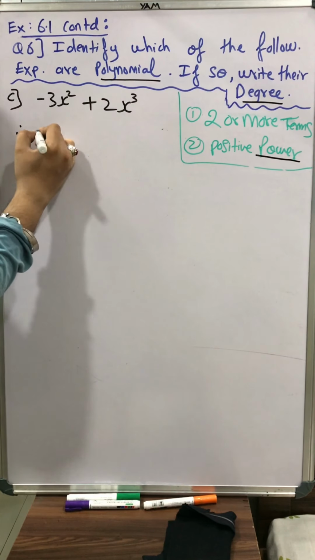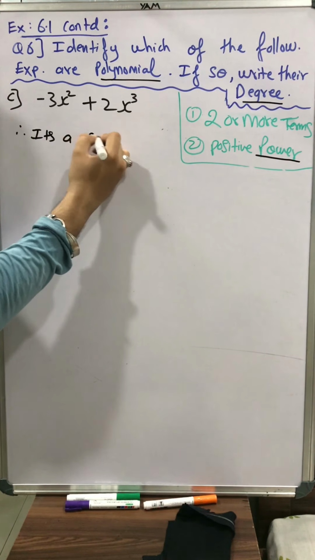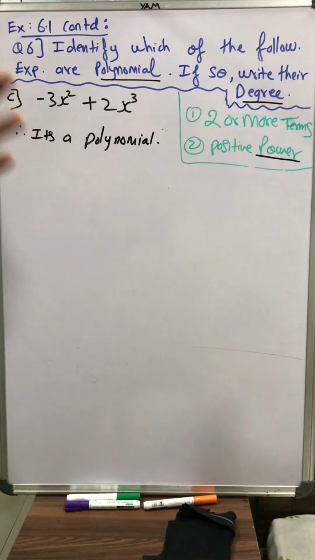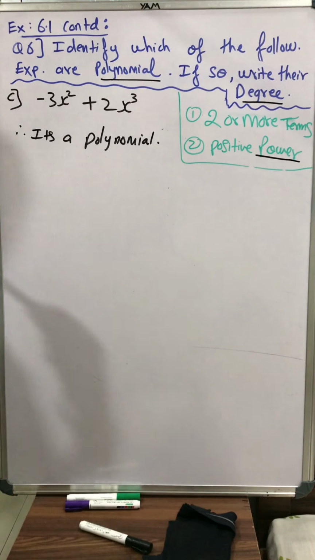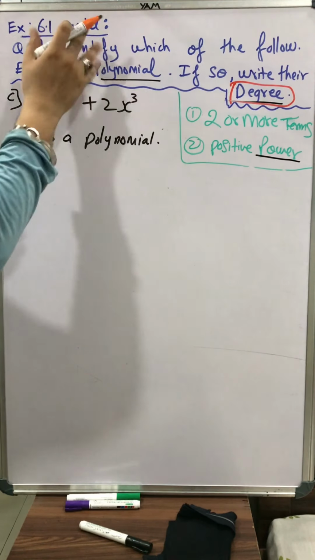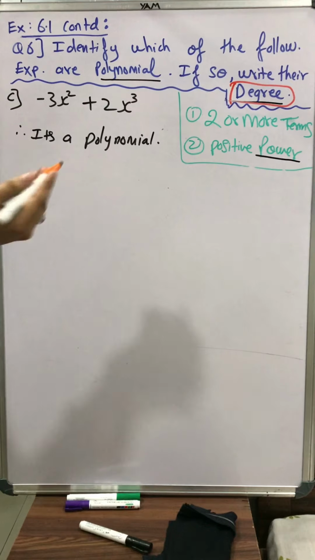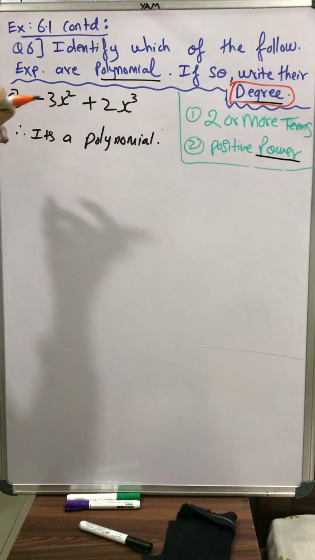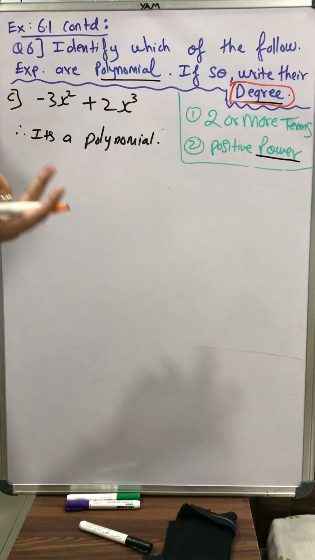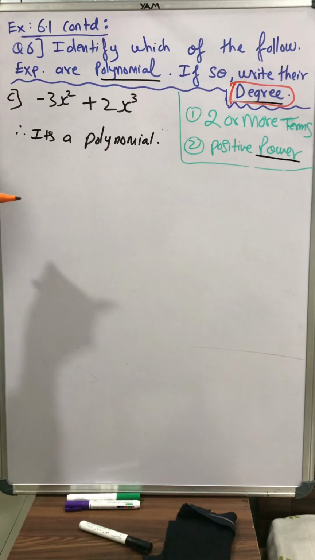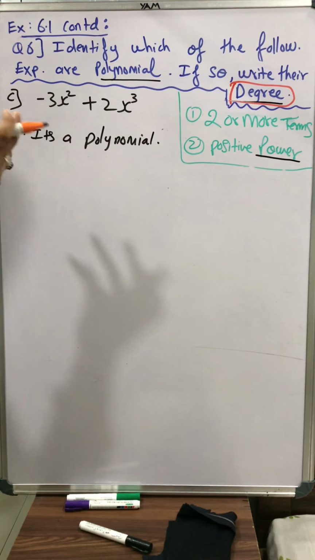So therefore it's a polynomial. Now students, here comes a very important case. Please pay attention. We need to find now the degree also. It's mentioned here that if this is a polynomial, then write the degree. Now how to find degree? Please pay attention. Mark my words, we have to individually find degrees of terms. We have to find degree of individual term.